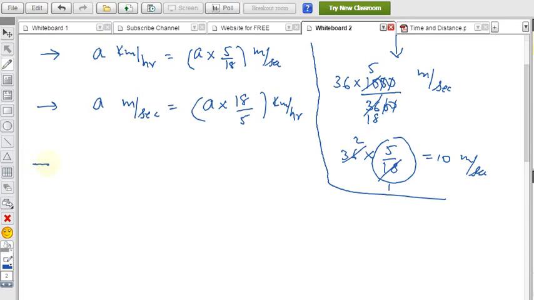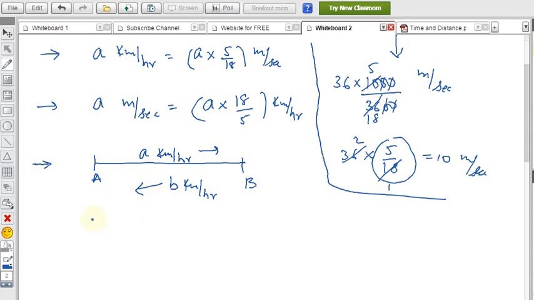Next, if a person travels at a speed of a kilometer per hour and returns at b kilometer per hour, a person travels from A to B. A is one destination, B is one destination. So A to B, he travels at a speed of a kilometer per hour and returns at b kilometer per hour.